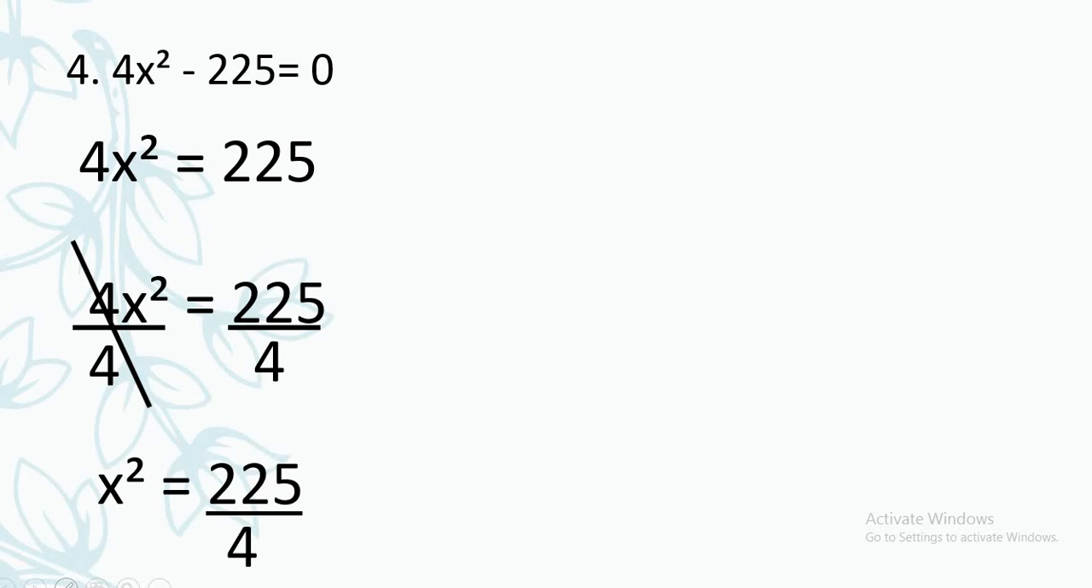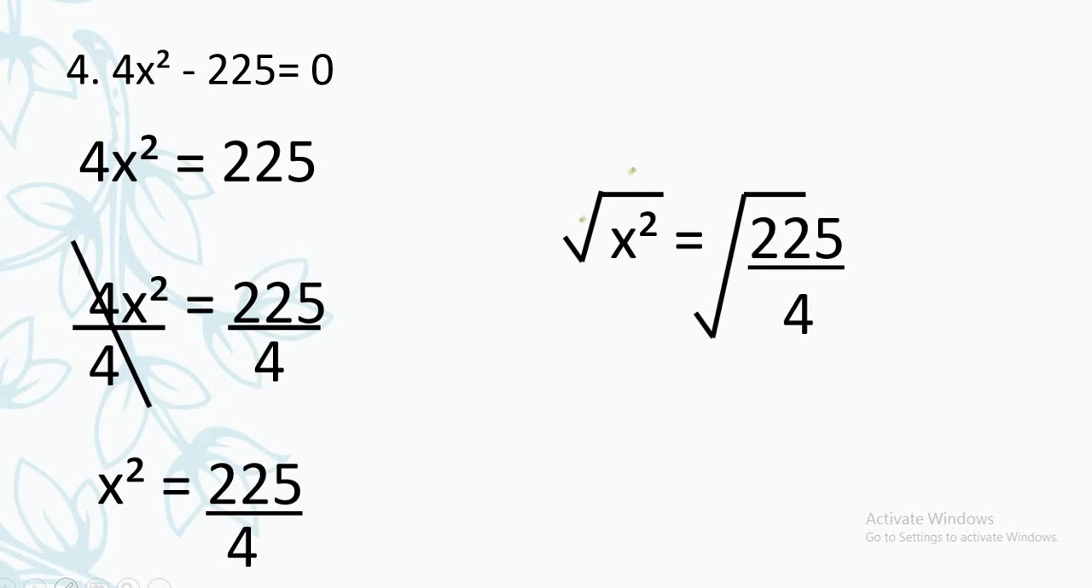Now, we can say that this is in the form of x squared is equal to k. So, we can now perform the extracting the square root. So, put square root both sides, okay, then to cancel the squared. So, you will have x is equal to positive and negative 15 over 2. Okay, pwede pa ba natin paliitin? Hindi na. This is the final answer.